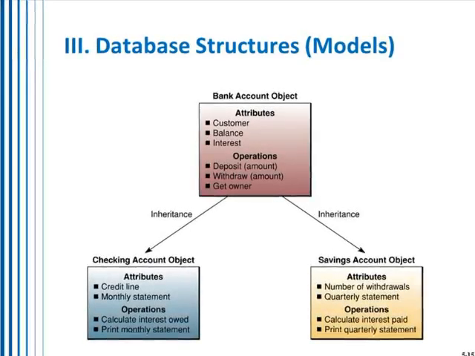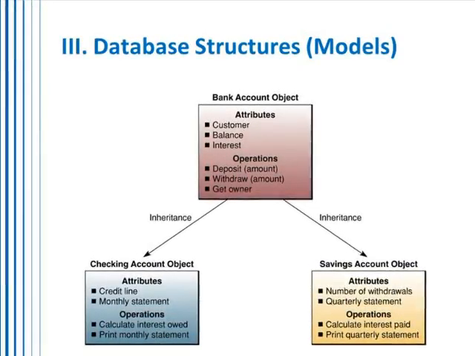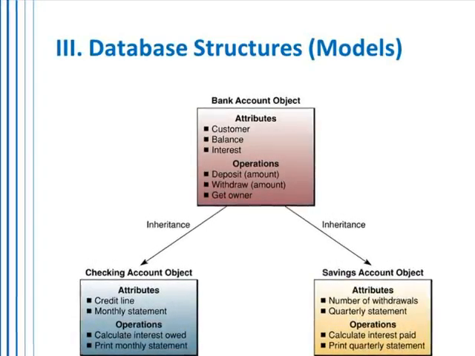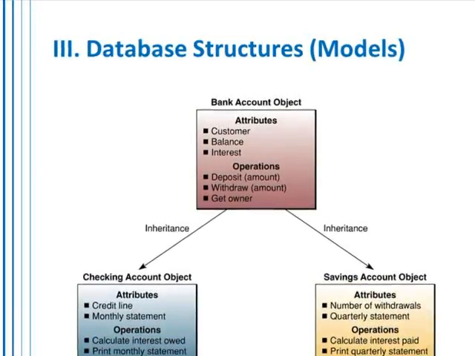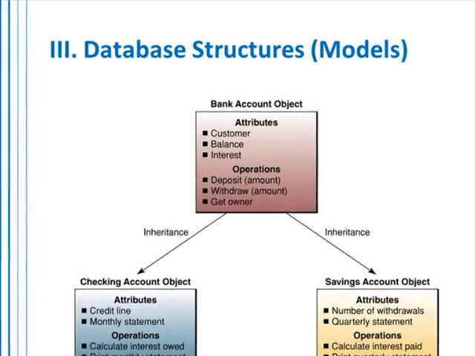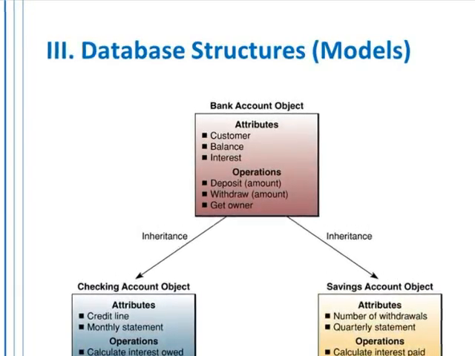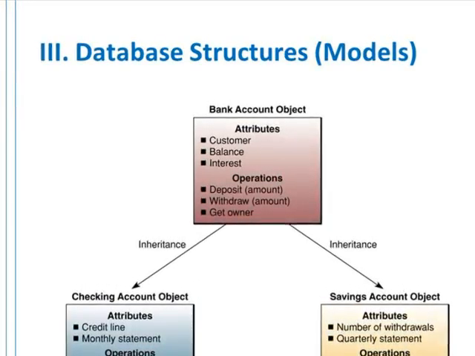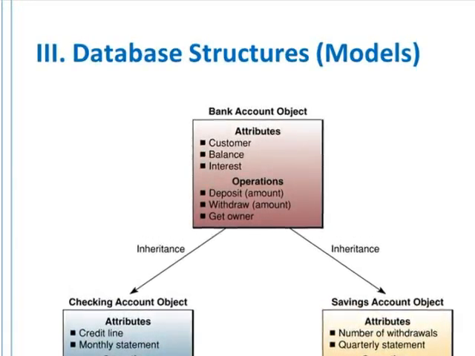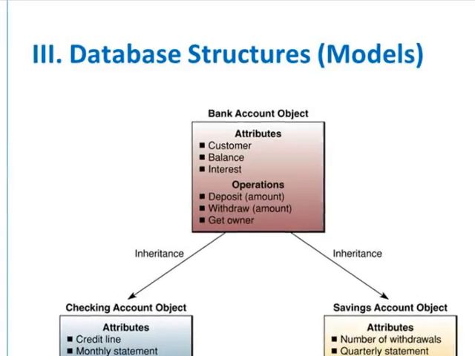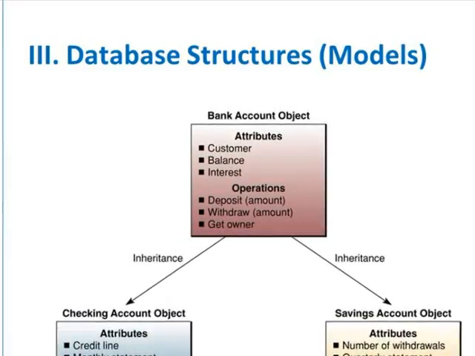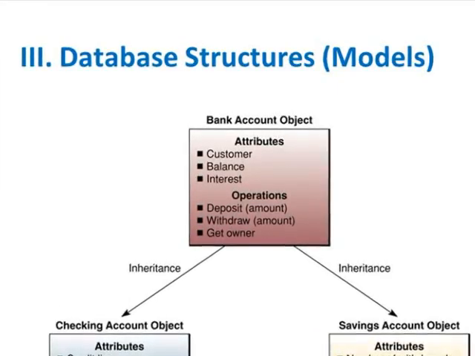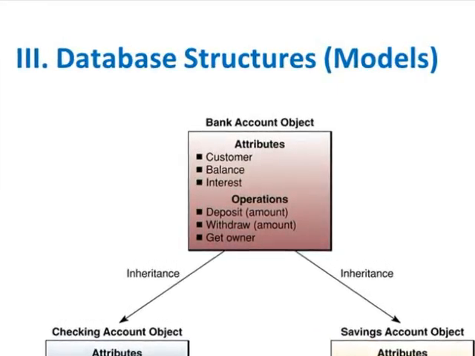This is a representation of an object-oriented database. The parent object is called the bank account object. A checking account object has some of the attributes that are inherited from the parent bank account object, just as the savings account object has different attributes than the checking, but that are common to the parent or the bank account object. This is a good representation of an object-oriented database.